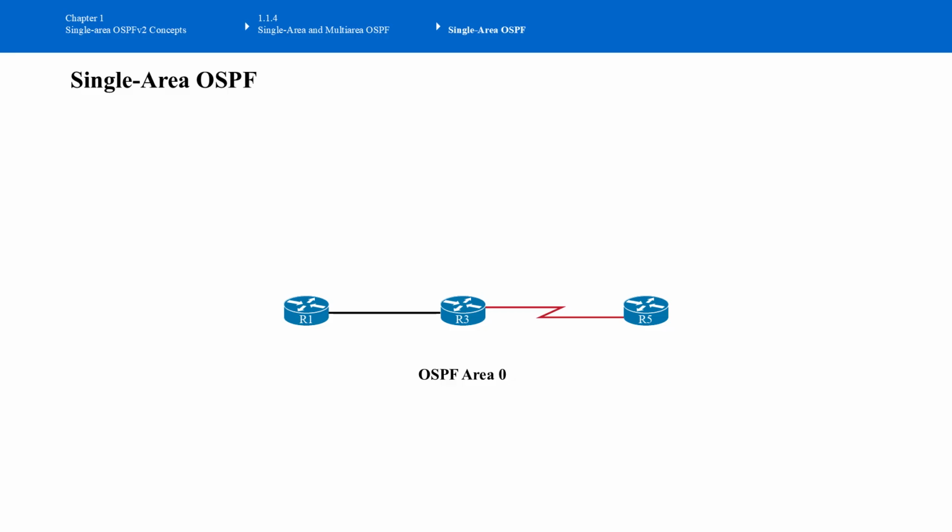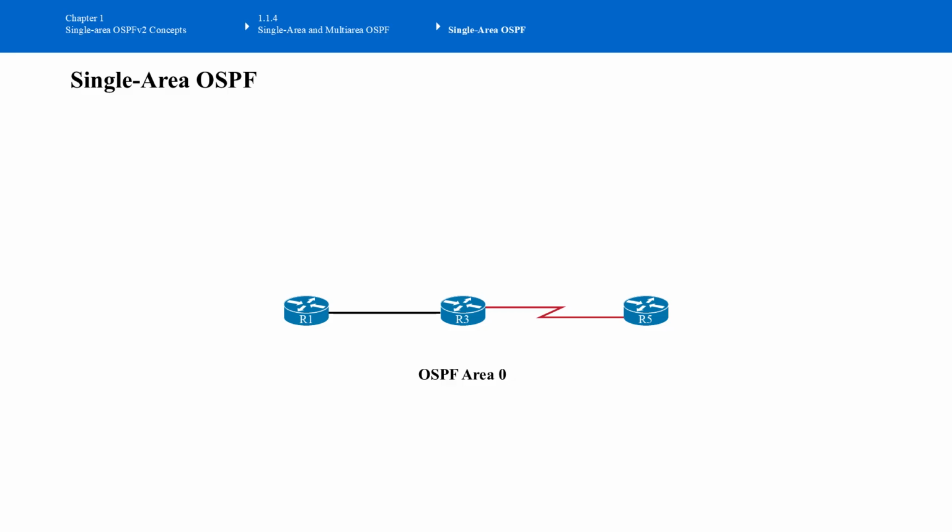In a single area design, every router belongs to the same OSPF area. The recommended practice is to use area 0, which is also known as the backbone area. Take a look at the figure here. Here, routers R1, R2, and R3 all belong to area 0. Since they are all in the same area, they share the same link state information and maintain an identical topology database. Single area OSPF is the simplest design to configure and manage. It is commonly used in small to medium-sized networks because there is only one area to maintain.